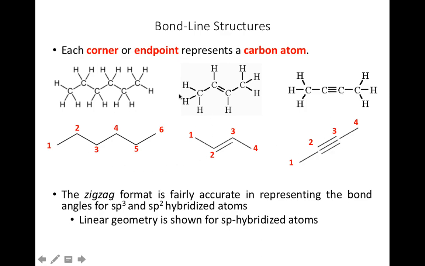Another nice thing about these bond line structures is that this zigzag format is actually fairly accurate in representing the angles in sp3 and sp2 hybridized carbons, where we know the bond angles are either 109.5 or 120. When we have sp hybridized carbon atoms, as we do in this structure, it's important to demonstrate that linear relationship for the sp hybridized carbons. And so when we have triple bonds, we don't use zigzags. We do want to show that those are linear.